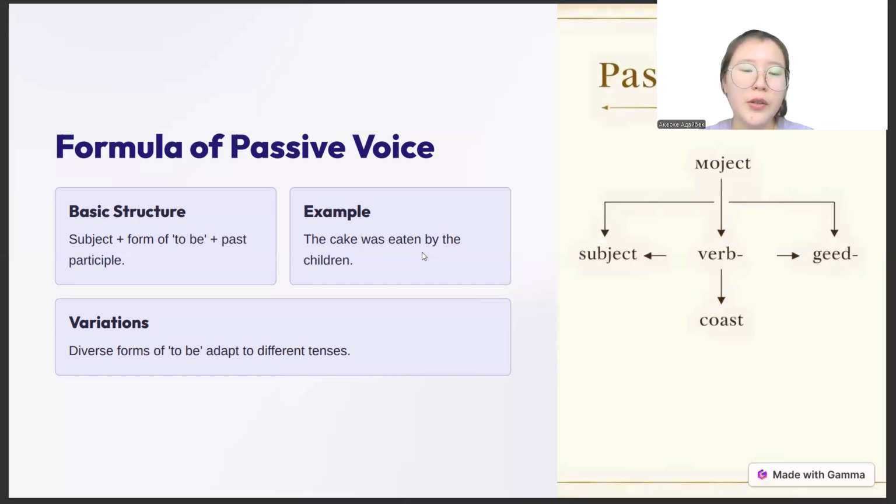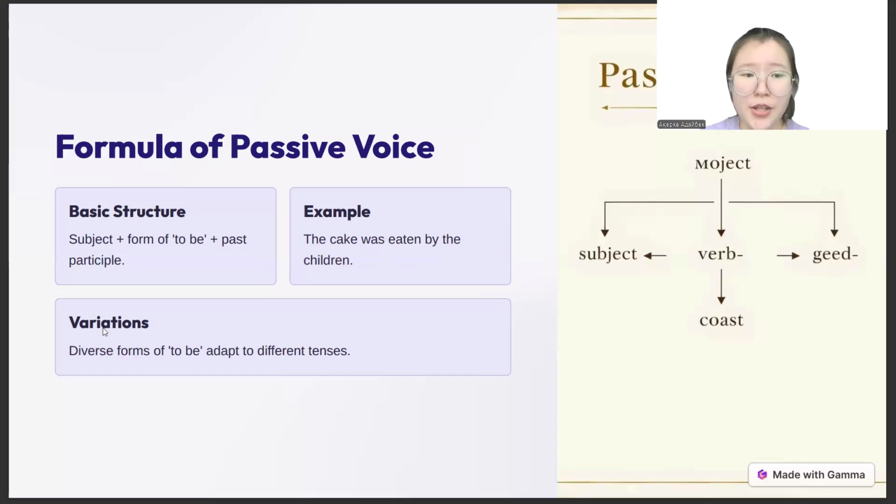By the children, this part of the sentence we can just remove, because it is not necessary. But if we are interested, if we are curious about that, we can add this information, by the children. So for us, the most important part of the sentence is the cake was eaten. The action is eaten, the subject is the cake, and that's it.